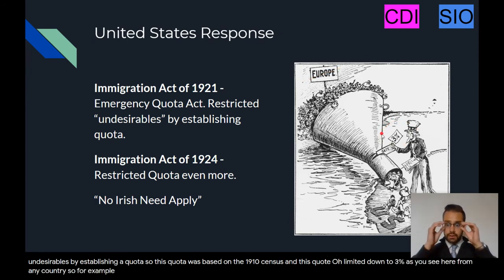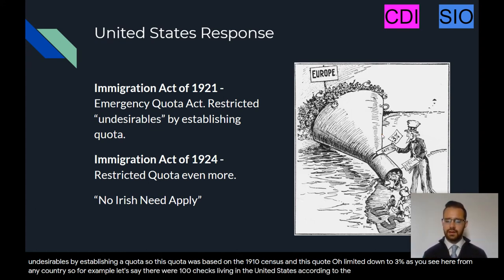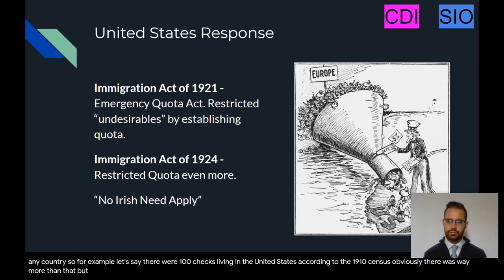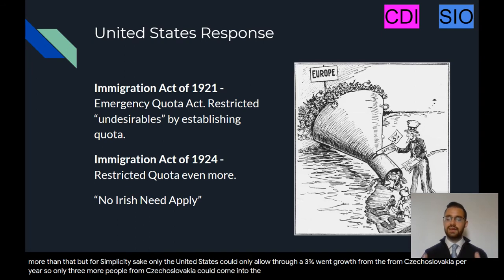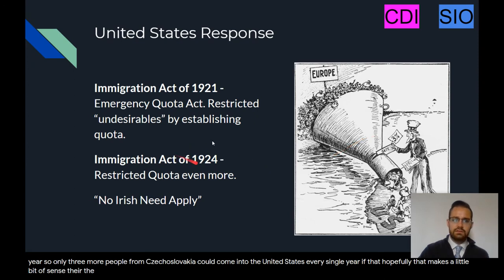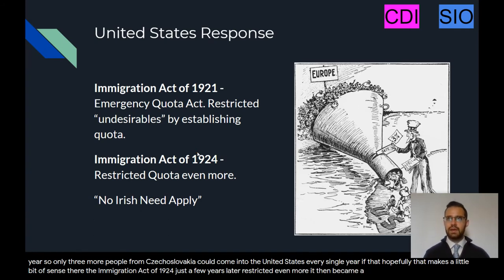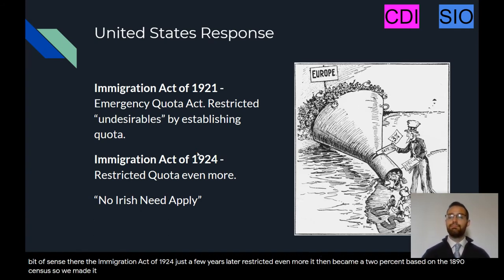So, for example, let's say there were 100 Czechs living in the United States according to the 1910 census. Obviously, there was way more than that, but for simplicity's sake, the United States could only allow a 3% growth from Czechoslovakia per year. So only 3 more people from Czechoslovakia could come into the United States every single year. Hopefully that makes a little bit of sense there. The Immigration Act of 1924, just a few years later, restricted it even more. It then became 2% based on the 1890 census. So it made it even more difficult for immigrants to come to the United States.